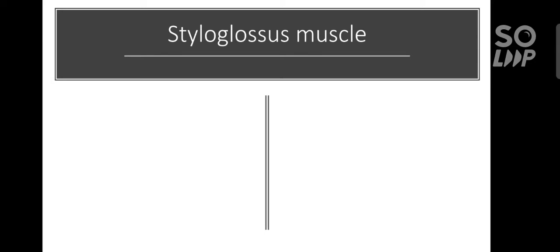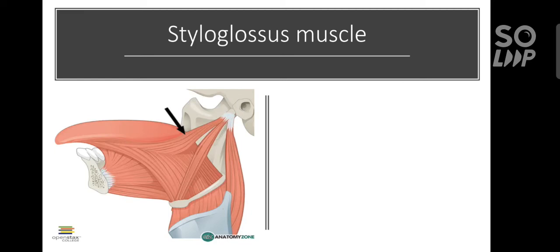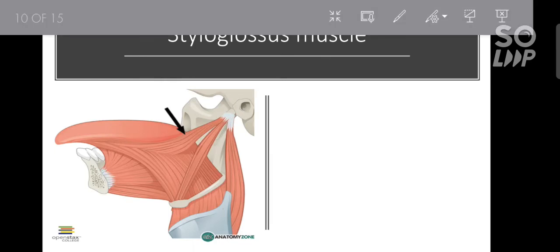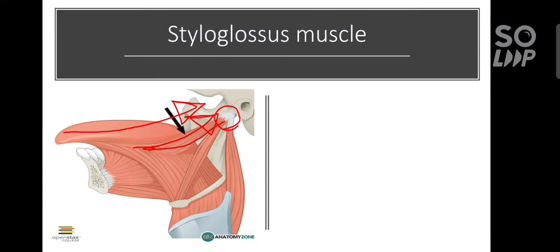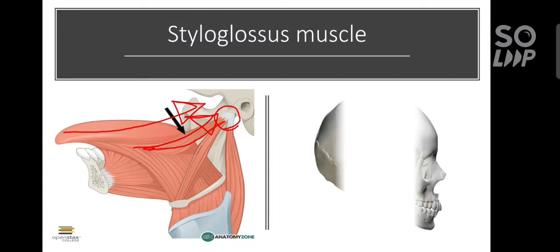Third muscle is Styloglossus muscle. From its name, let's see this diagram. Styloid process of temporal bone is the origin, and the insertion is the tongue. So imagine the action. The muscle moves from the insertion to origin, and the tongue will move in that direction. So the action is tongue retraction, and of course the innervation is by the hypoglossal nerve.